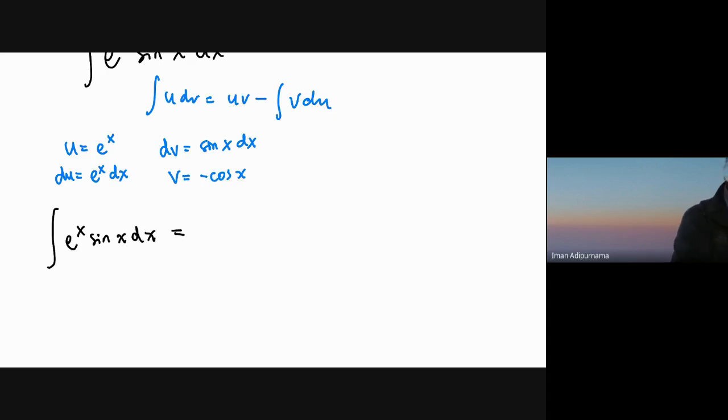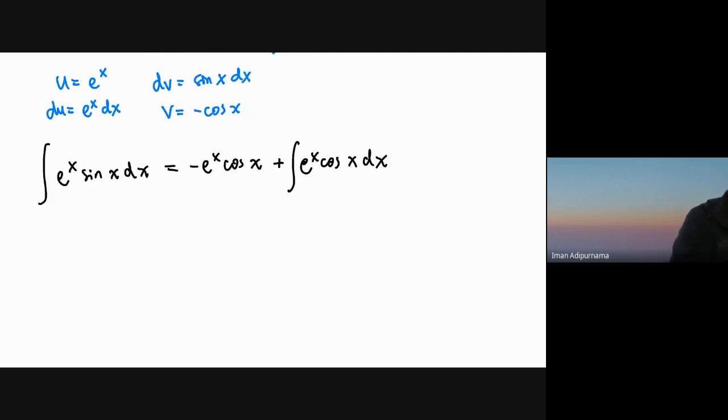In this type, first, let me write this will be uv and minus, because it's minus cos, I will write plus. So we will have the integral of e to the x cos x dx. Okay, still fine, I think. And then the same way we write u, and then du is e to the x dx. dv is cos x dx. So v is sine.